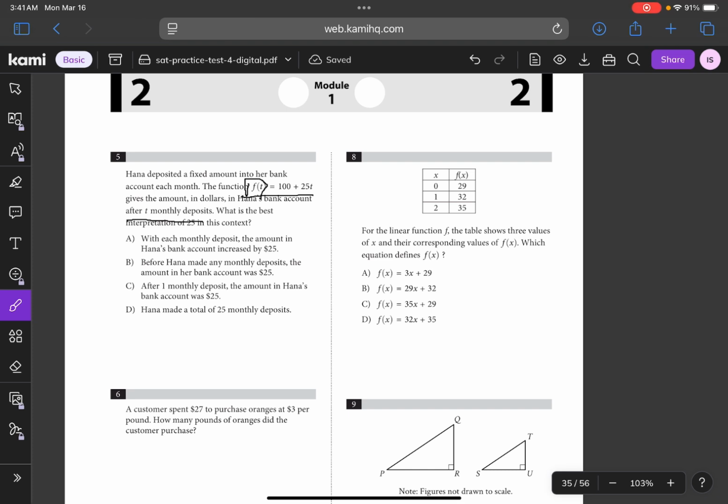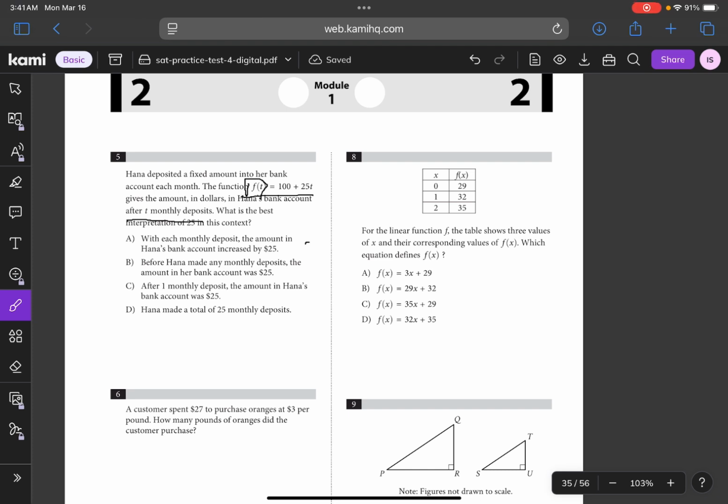So we need to think, what is happening to T every month? T represents how many times the money is being put into the account. So if T is the number of times money is being put into the account, then you can assume that 25 is the amount of money that's being put into the account. Because let's say we look at the answers one by one. With each monthly deposit, the amount in Hannah's bank account increases by 25. That sounds right. Before Hannah made any monthly deposits, the amount in her bank account was 25.